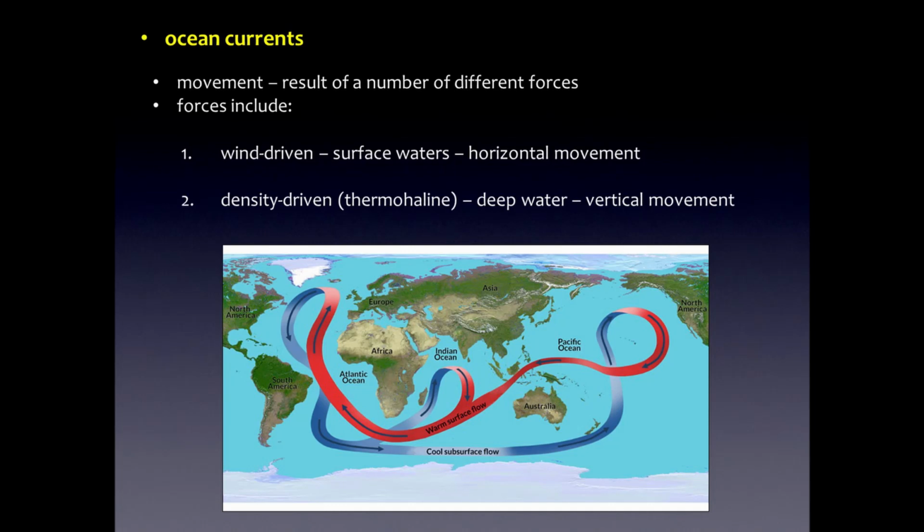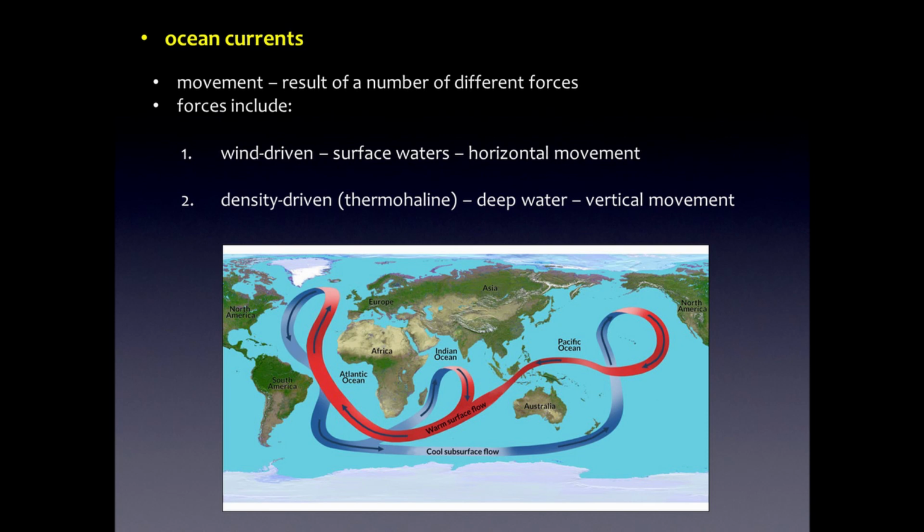We have surface currents. These are currents that are driven by wind, and it's the horizontal movement of water across the ocean surface. And then we have currents that are driven by density. Gravity will pull colder, saltier, denser water downwards. We call these thermohaline currents: thermo for heat, haline for salt.